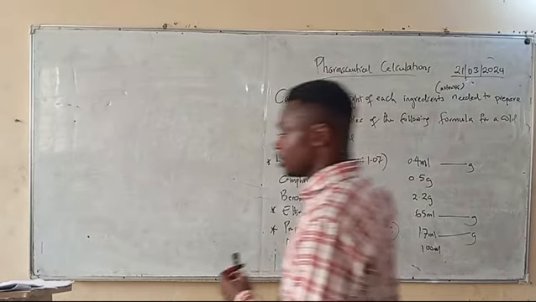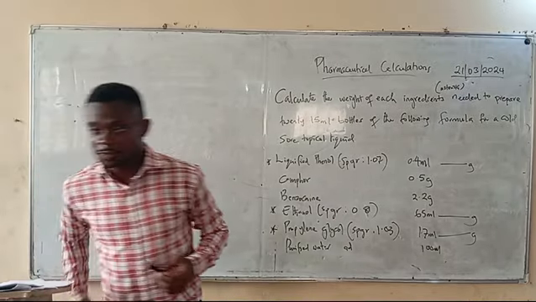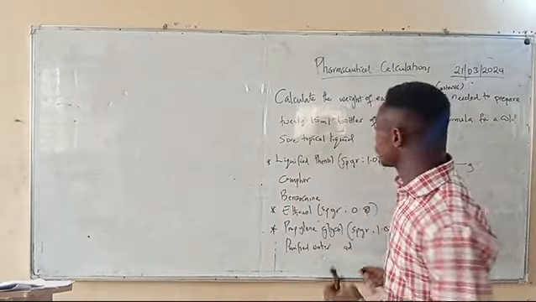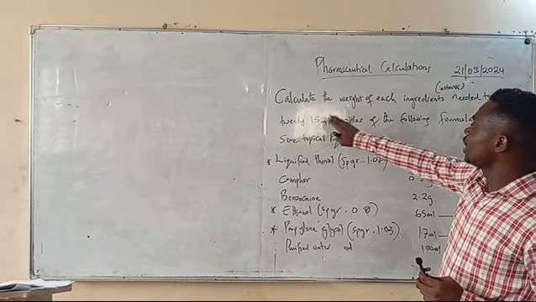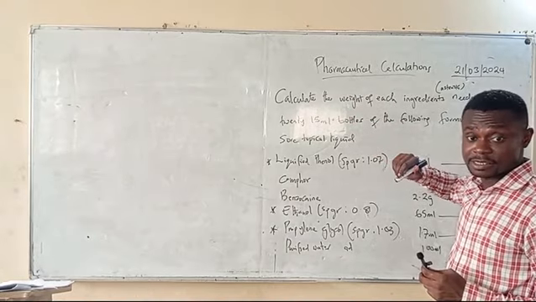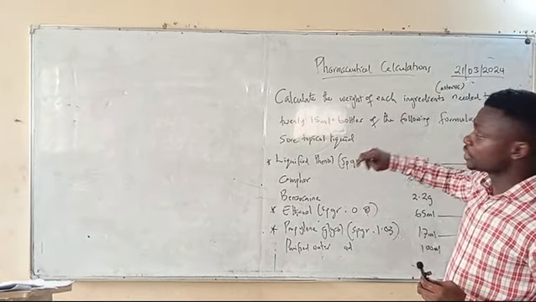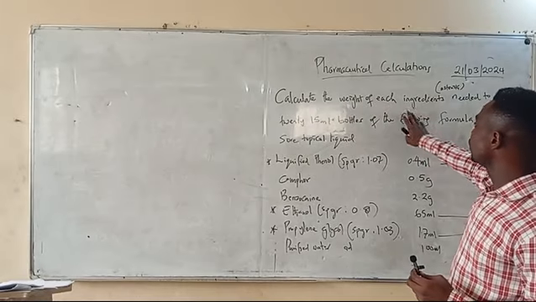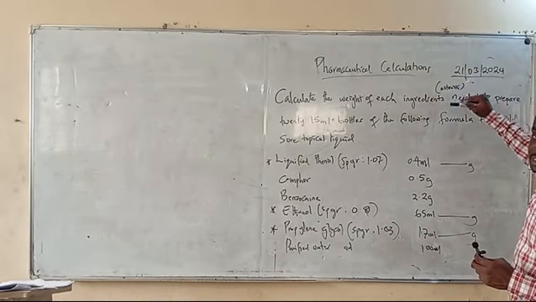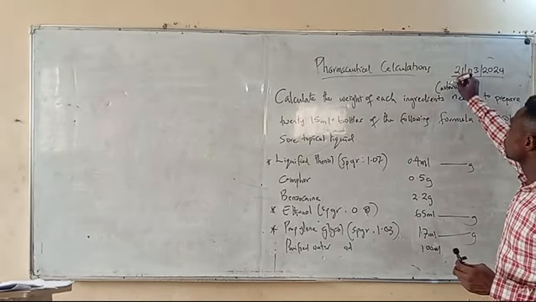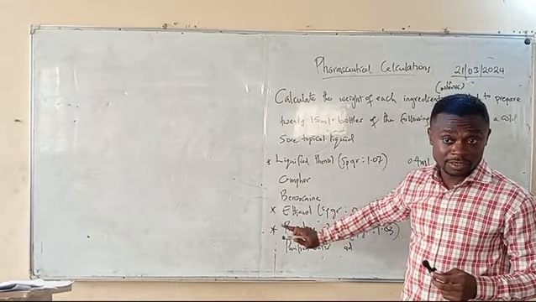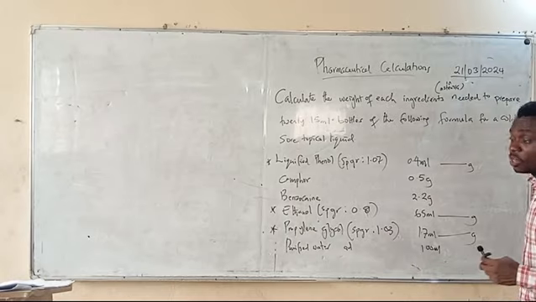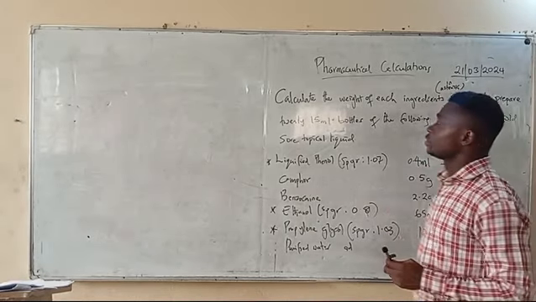Please, let's solve this question and go. Look up. The question says, calculate the weight. You are still writing. Just look up, please. Calculate the weight of each ingredient in asterisks. The ones in asterisks. See them. Only this one you are going to calculate from the question.